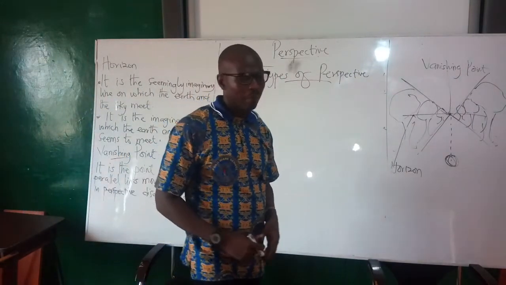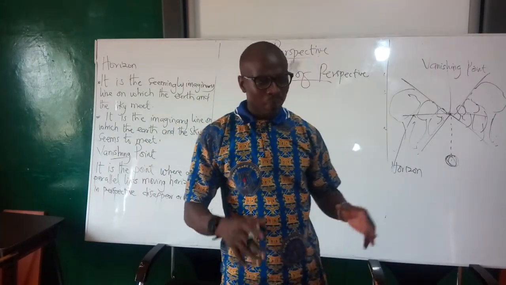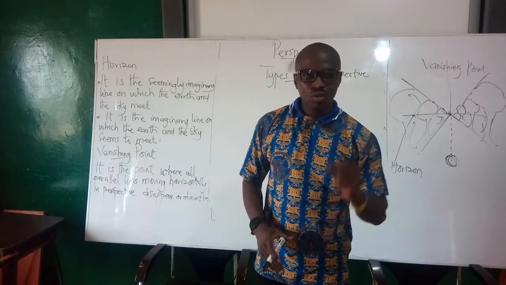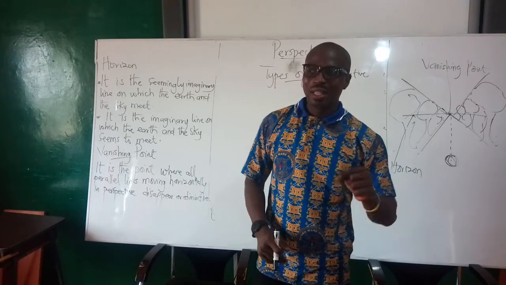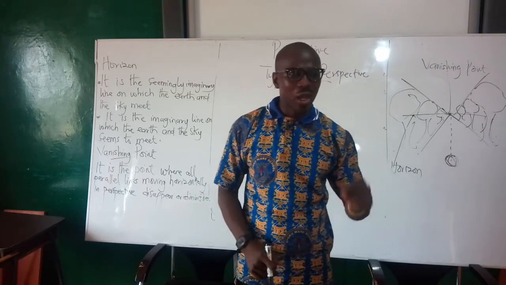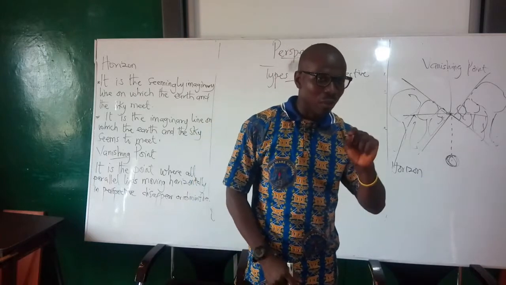Types of perspective. Now there are basically two types of perspective. We have linear perspective and then we have aerial perspective. They are what? Linear perspective and aerial perspective.